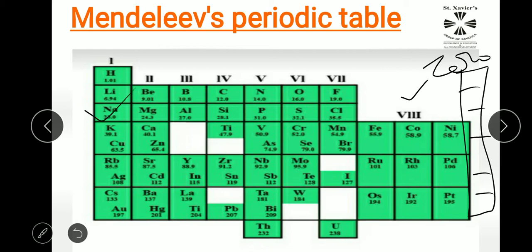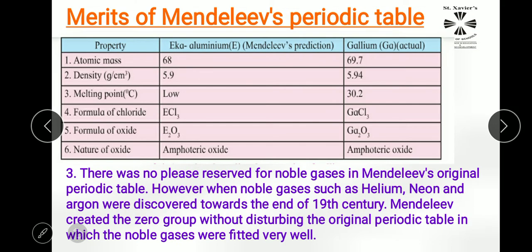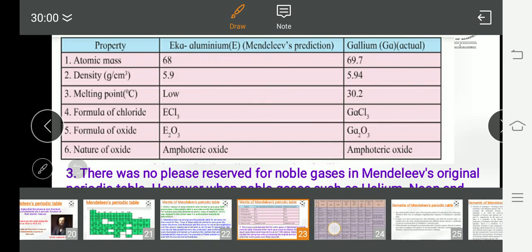In this way, he was the one who successfully arranged all the elements. Even in the 19th century, he had an option for what to do with the zero group elements. He arranged the zero group elements in the last column. He created a separate column for the zero group elements, but he did not disturb his periodic table. And in this way, he arranged all the gases in that last column, students. So this was again a merit of the Mendeleev periodic table, students.